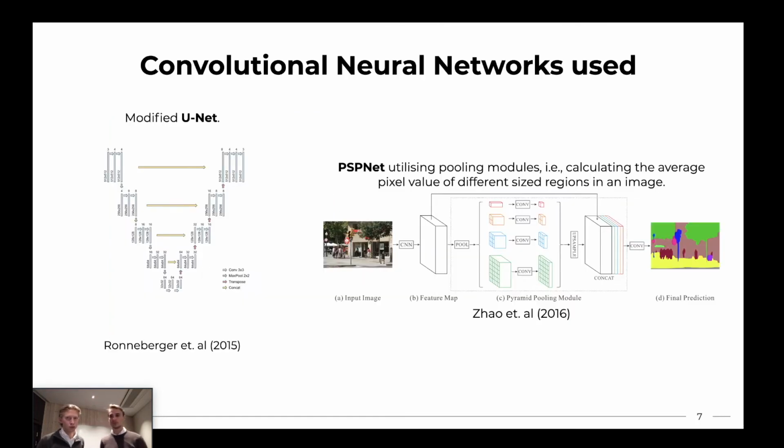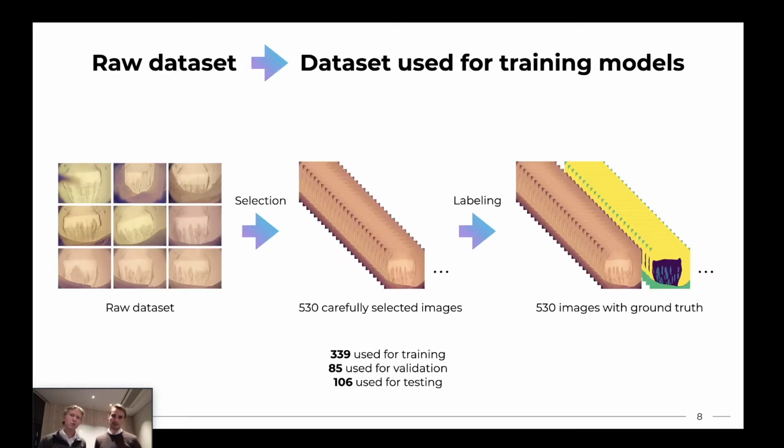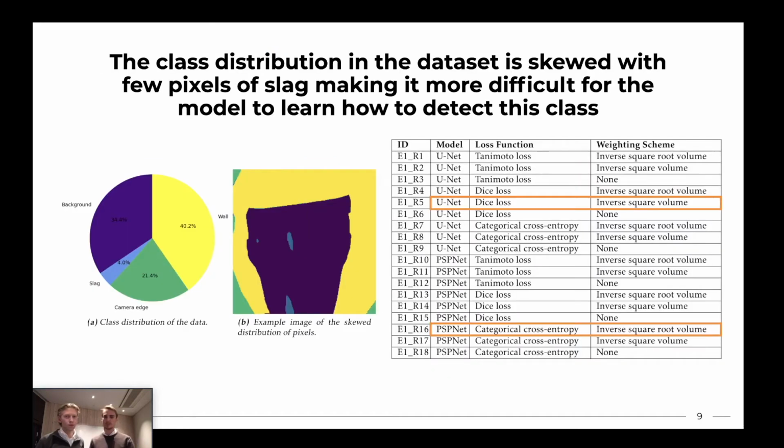The models that we used were a modified UNet and also a more state-of-the-art PSPNet. And we wanted to see if these models could segment the image and detect slag formations. We created a dataset used for training the models. From this stream of captured images, we carefully selected 530 of them so that they were as different as possible to represent the full distribution of the dataset. We also labeled these images to enable supervised learning for the models.